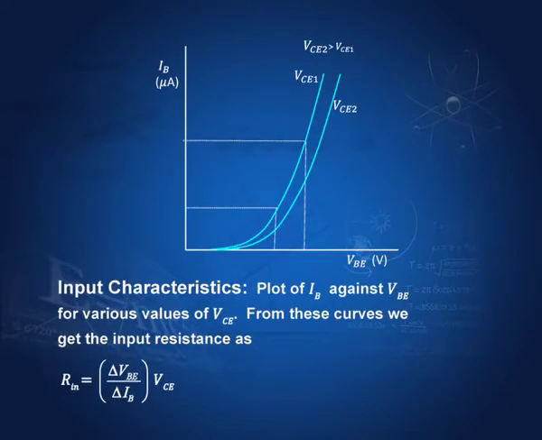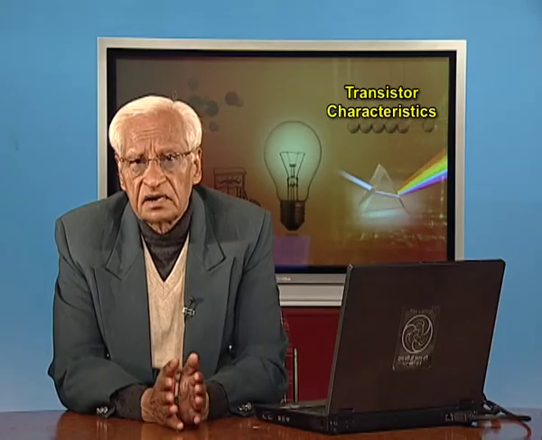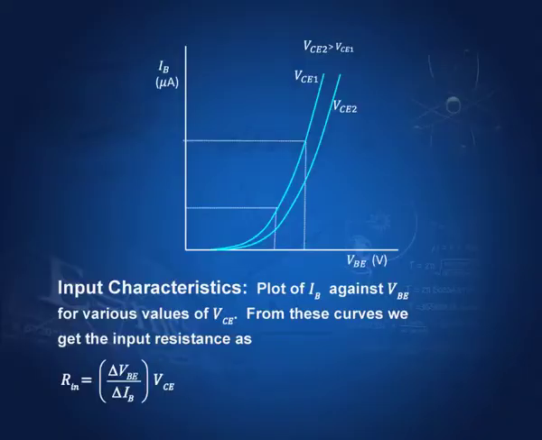IB in microamperes against VBE. You remember that base current, base emitter current, is really very small, and therefore, it is measured in microamperes, and this is the VBE, the bias between the base and emitter. If I plot IB against VBE, then this is the kind of curves that we get. This is for one constant value of VCE, this is for another constant value of VCE. And what do we get from this input characteristics? We get the input resistance.